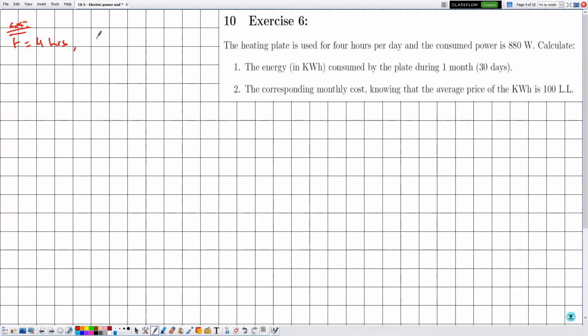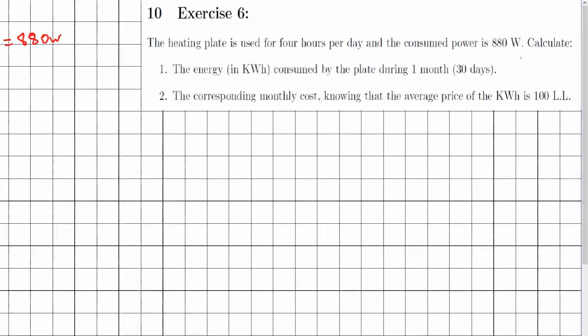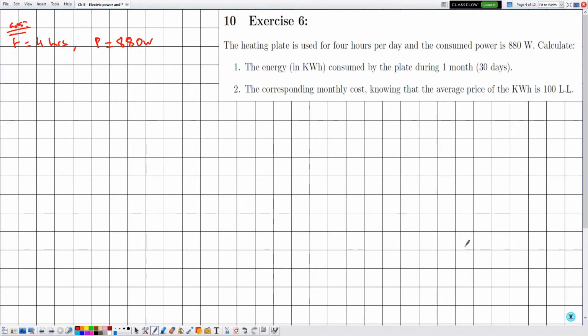And the consumed power is given by P is equal to 880 watts. So if you look at the exercise overall, it seems that they are asking me about the electric bill. So let me here write on the scratch the different steps that we follow in order to determine the electric bill. Then step number 1 is to convert P into kilowatts.